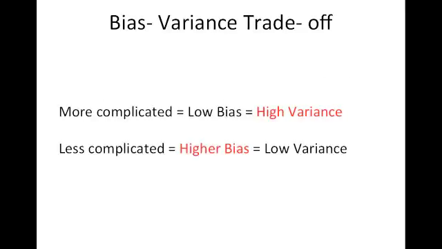There's a trade-off that exists between bias and variance. More complicated models fit the training data better, but they have high variance. Less complicated models don't appear to fit the training data very well, but they have low variance and are more robust. Finding the best model is an act of balancing these two types of error. We'll learn how to do that.